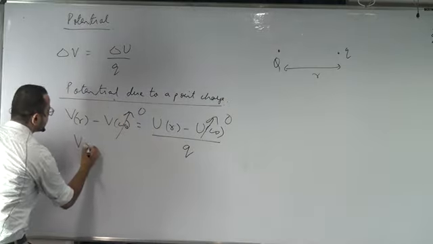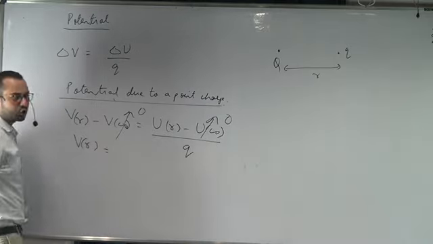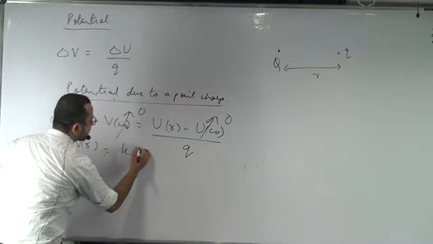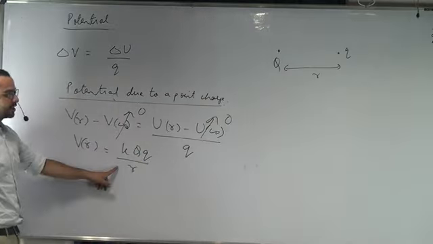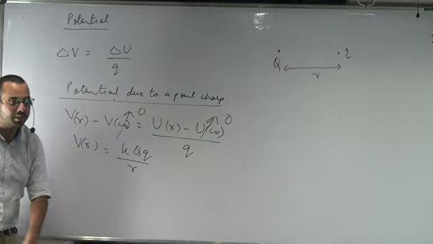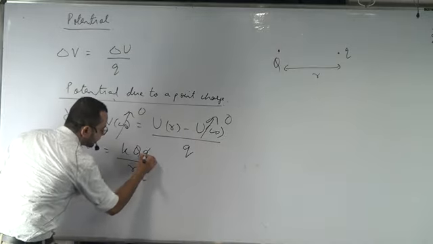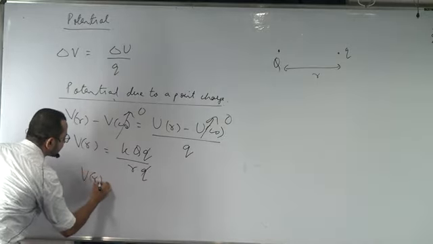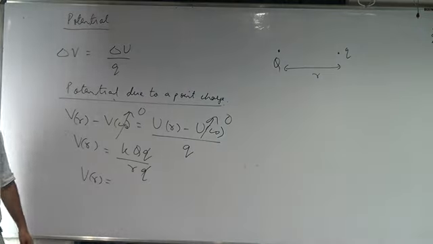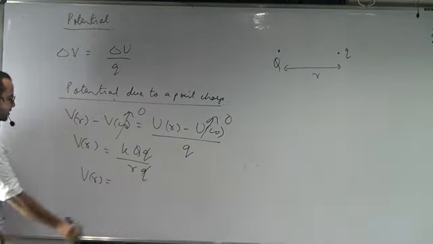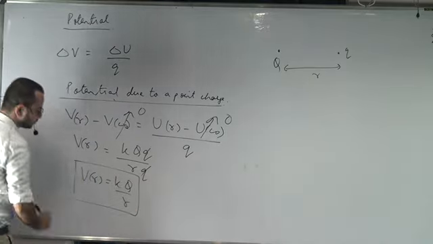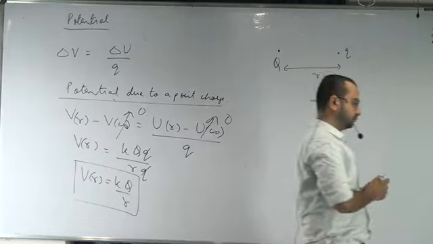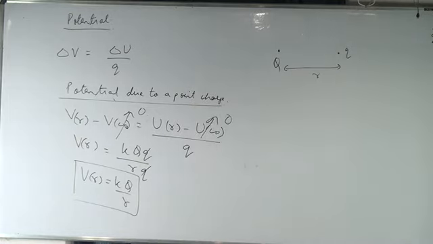So this gives me V_R is equal to, what is U_R? The potential energy would be KQq divided by R. That is the potential energy, and that I have to divide by the test charge. Done, divided. So what do I have? I have the potential at a point, at a distance R from a point charge, is given by KQ upon R. Clear?